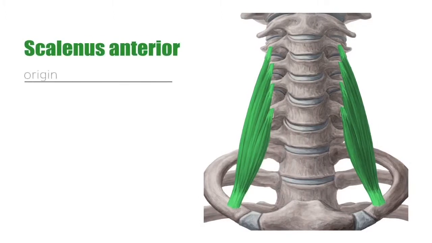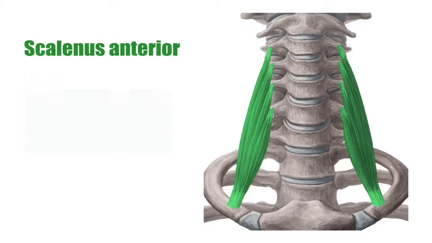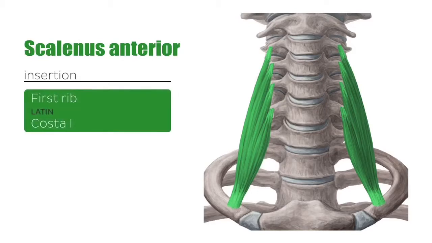In terms of origin points, this muscle is going to originate at the transverse processes of the 3rd to 6th cervical vertebrae. And then it goes all the way to insert at the 1st rib. And you can clearly see here on this image the muscle, or the 2 muscles, inserting on the 1st rib.